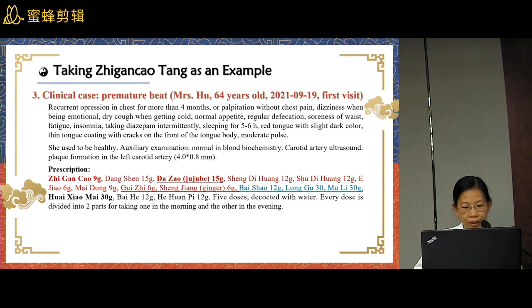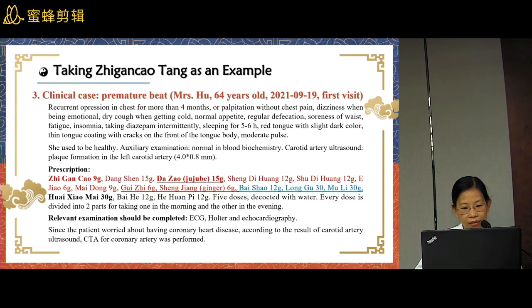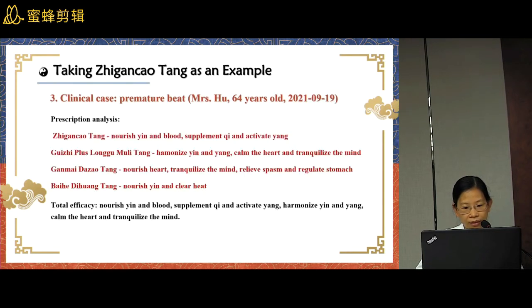the head. I prescribed 5 doses for the patient since the diagnosis was not clear. I suggested her get relevant examinations, such as ECG, dynamic ECG, and echocardiography, so as to detect if there were arrhythmia and structural changes of the heart. The patient was worried about coronary heart disease. Although her blood lipid and blood pressure were normal without a history of heart diseases, there was a plaque in the left carotid artery. I also prescribed her coronary CTA.